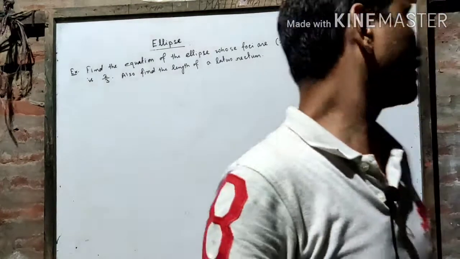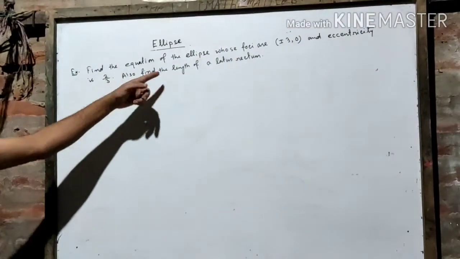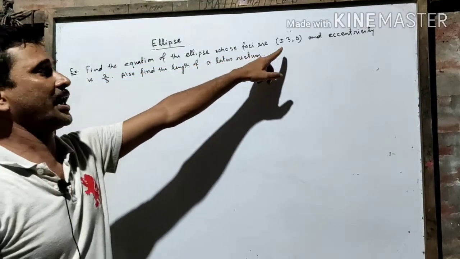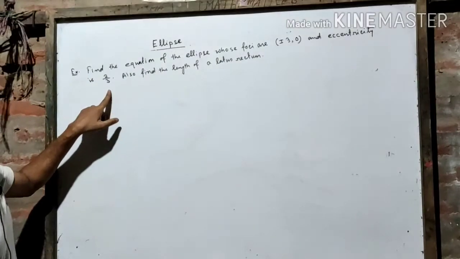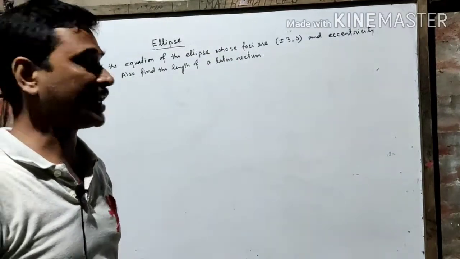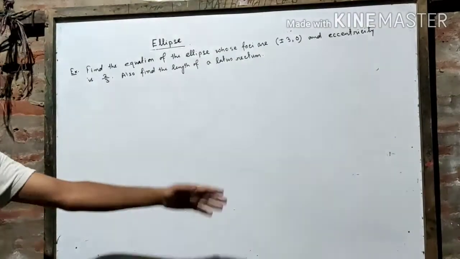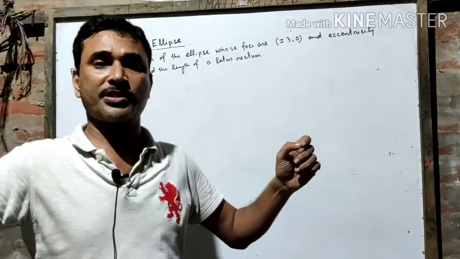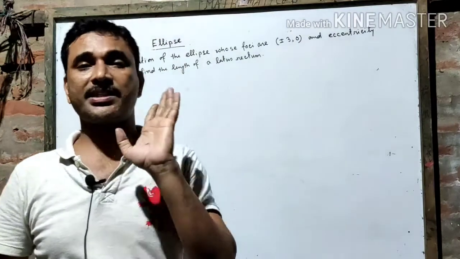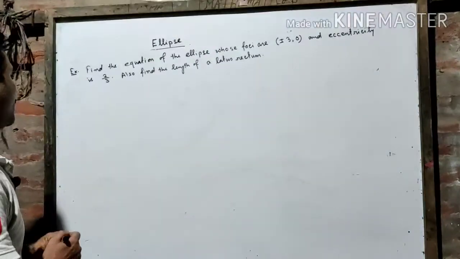So the second question: find the equation of the ellipse whose foci are (±3, 0) and eccentricity is 2 by 3. Also find the length of the latus rectum. Here you see both the foci lie on the x-axis and the line joining the foci is the major axis, so the major axis is the x-axis. Okay, we'll start from here.